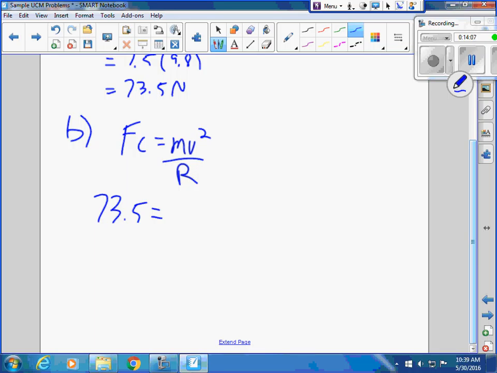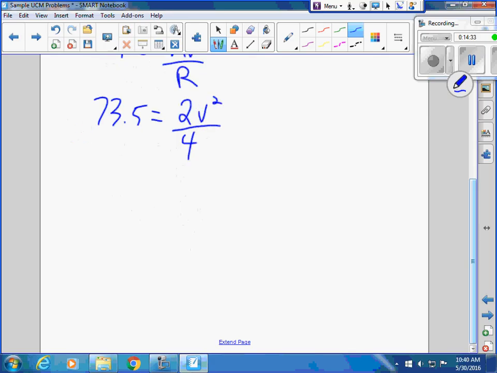Now, watch out, there's 2 masses in the question. Which one is going in a circle? The 2. So be careful, little trick there. So 2v squared, and the radius is 4. It's a really long string. I don't know why I have such a big number. I'm assuming you can solve for that.